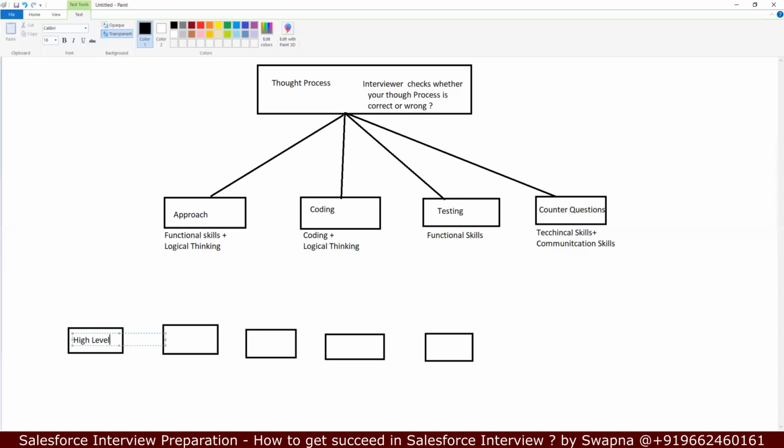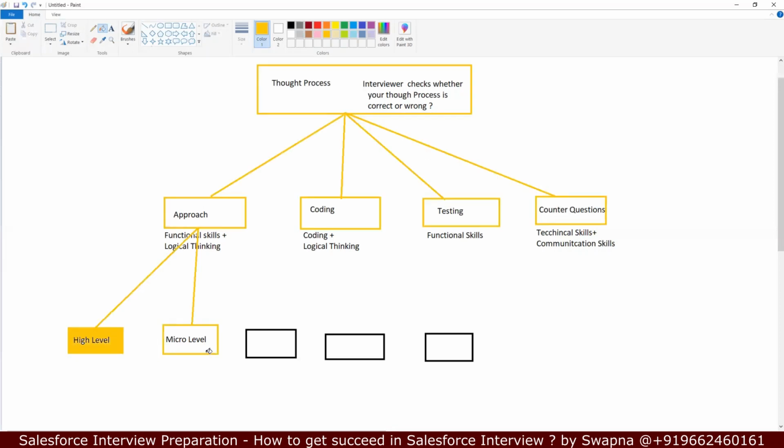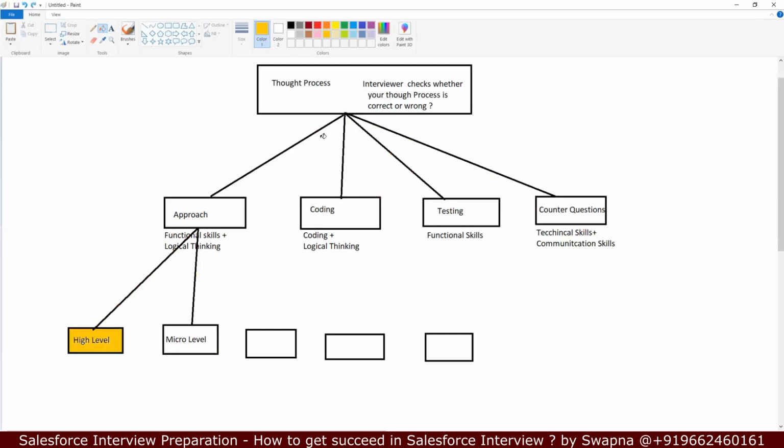And the next one is micro level understanding. The second one is micro level understanding, which is writing down the requirement in detail. For example, like I said, lead converting to the opportunity is at the high level, right? So at the high level, we are clear.